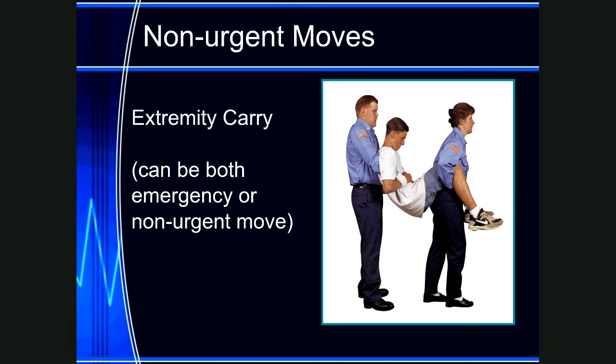This type of move, the non-urgent extremity carry, is helpful when the patient's in a small area. One EMT is at the patient's head, the other at the patient's feet, and we're going to coordinate the move verbally. This is one of those moves where the person at the head is in control and has the communication. The person walking with the legs can still communicate back and forth, but the person at the head is calling the shots.